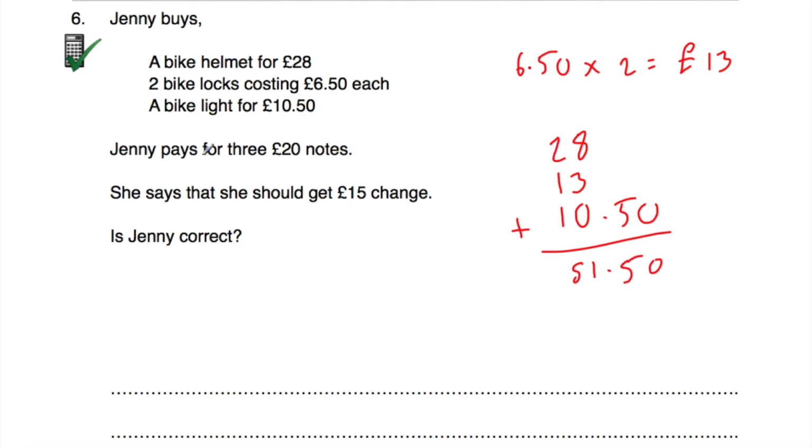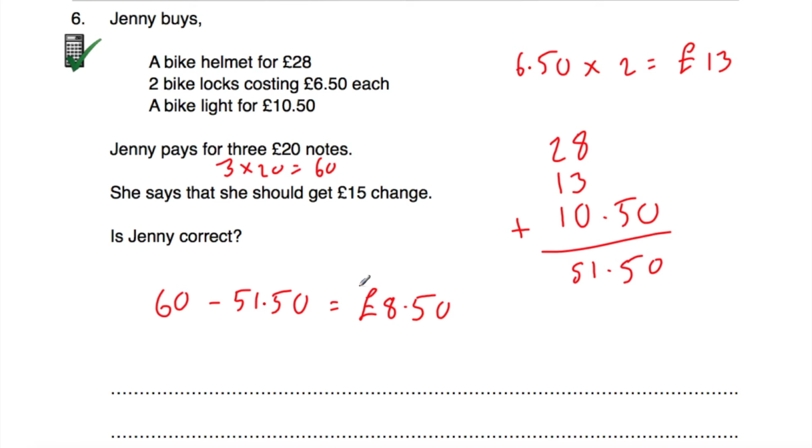Now we're then told that Jenny pays with 3 £20 notes. Well, 3 multiplied by 20 is equal to 60. So that means she paid with £60. So to work out how much change she should get, we just take the amount she paid, which is £60, and then subtract how much the items cost, which is £51.50, and that's equal to £8.50.